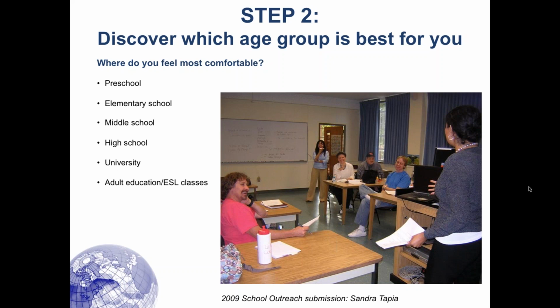Step 2, discover which age group is best for you. Where do you feel most comfortable? You can give a school outreach presentation to any age group that you would like. And you have to think about which age group you're most comfortable interacting with in your daily life. I personally don't work well with elementary and preschool students because I feel like they can't understand me, even though I'm sure they can, but I feel more comfortable with middle and high school students because they're a little bit more fun, but they're still adults.